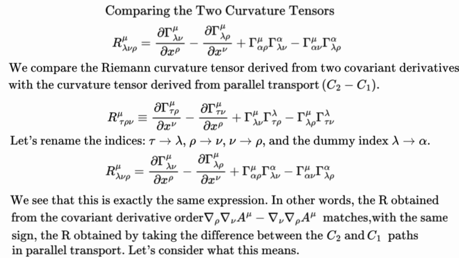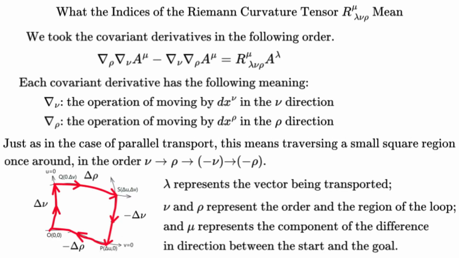Let's consider what this means: what the indices of the Riemann curvature tensor R^μ_{λνρ} mean. We took the covariant derivatives in the following order. Each covariant derivative has the following meaning. ∇_ν: the operation of moving by dx^ν in the ν direction. ∇_ρ: the operation of moving by dx^ρ in the ρ direction.